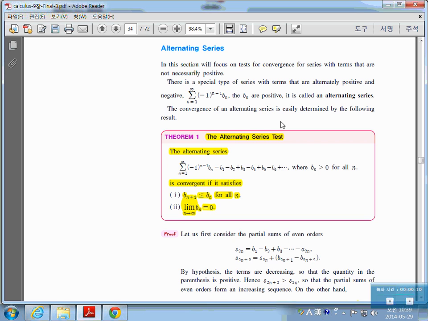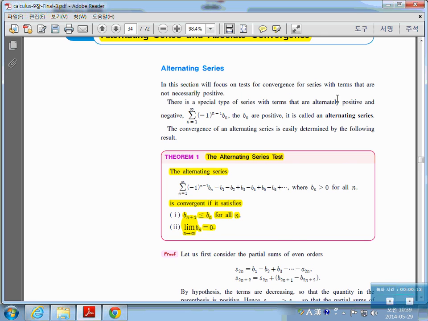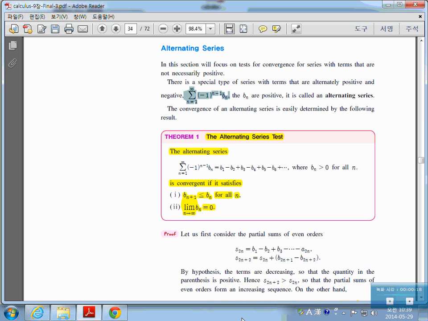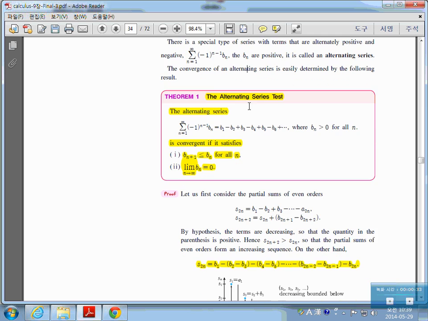In the earlier section, we haven't considered series which have sign changes, which we often meet in real life. This type of series is called an alternating series, if the sign changes alternately, one at a time. In this case, we use the alternating series test. Suppose we have an alternating series like this, then it is convergent if it satisfies these two conditions.